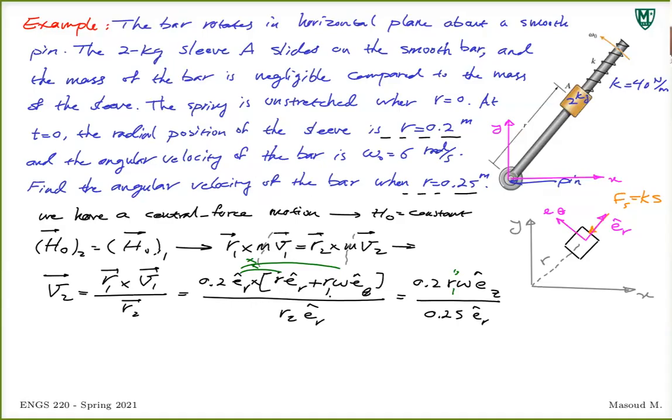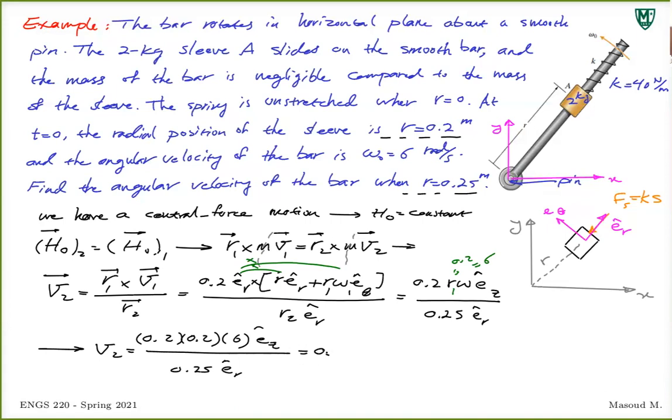We should put it here. Omega 1 is 0.2, omega is 6. So that'll give me V2 is equal to 0.2 times 0.2 times 6 EZ divided by 0.25 ER. Right? You do that, that'll give you 0.96 E theta. I think so. Let me double check. Yeah.